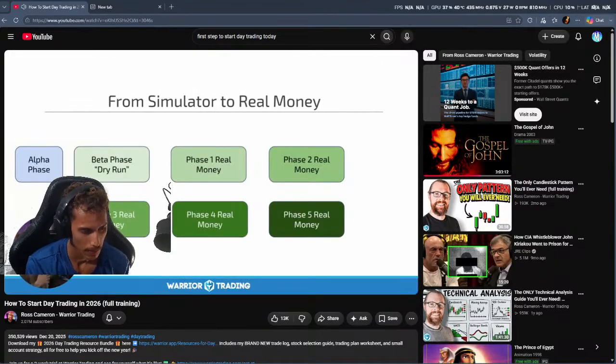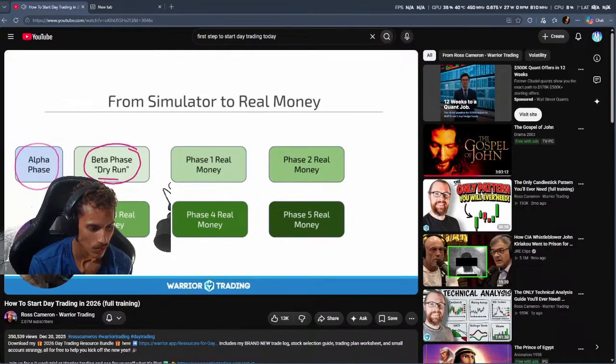And so there's a transition from simulator to real money. We're going to talk about more in just a moment. The alpha phase is the period of just gaining a ton of experience, and you're not really trying to make money. You don't even really care if you lose money, because this is just about, especially in the simulator, trading a lot.